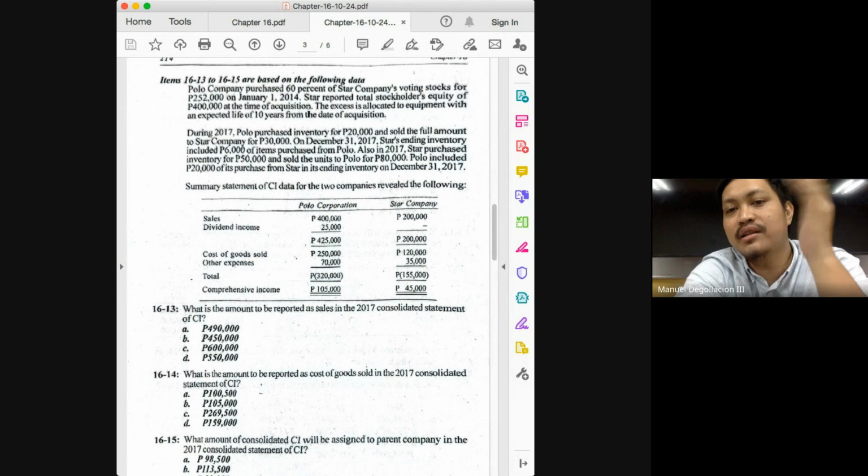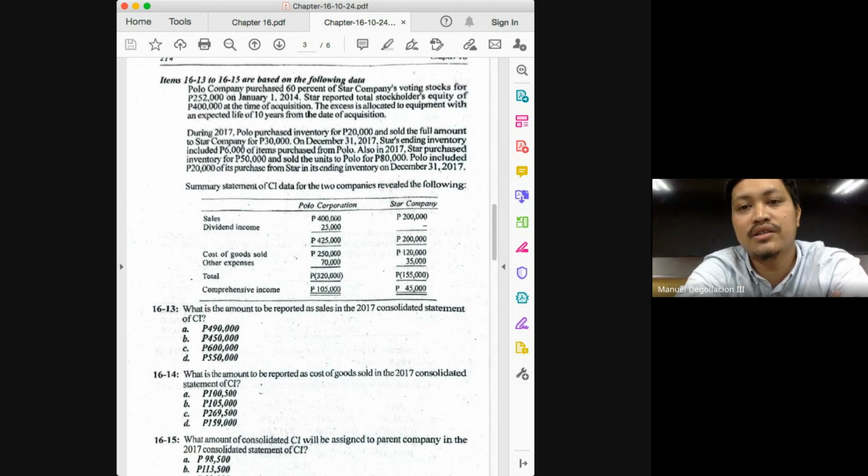The phrase there, Polo purchase, has nothing to do with intercompany transaction, class. Please read the entire sentence, class. Polo purchased inventory for 20,000 and sold the full amount to Star Company. So the intercompany transaction here is from the parent to the subsidiary. So this is downstream. So whose income will be adjusted here? Parent. Okay, but that is not relevant in the first question. So as of this point, what we need is the amount of intercompany transaction.